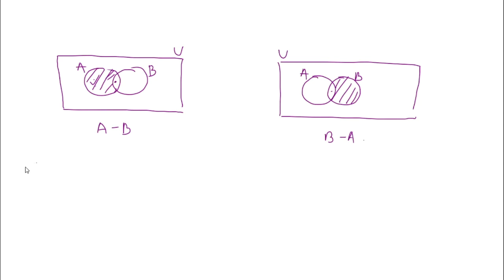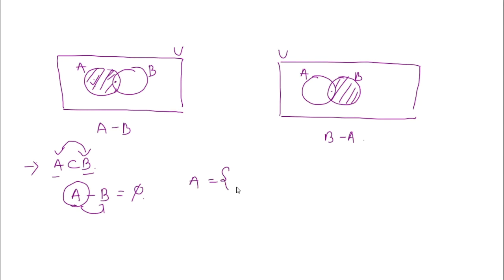Now the question is, what if A is a subset of B? In that case, what will we do? In that case A minus B will be equal to the empty set, because if A is a subset of set B, then every element of set A is also in set B, and hence there are no extra elements in set A which do not belong to set B. So we say that A minus B will be the empty set in that case.